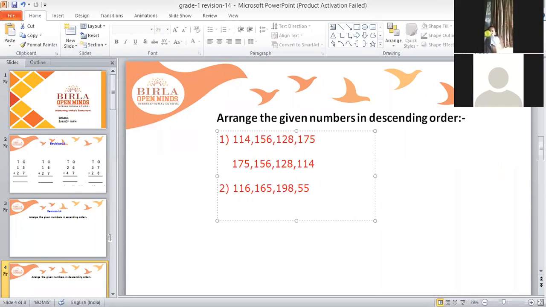Hanvit, yes, ma'am. Tell me the answer first. Okay, first note down the second question and then tell me the answer. 198. Wrong. I said first note down the question and then tell. Have you noted down the question? No, ma'am. Then first note down the question fast and then tell. Okay, ma'am. Quickly, just 1 minute.